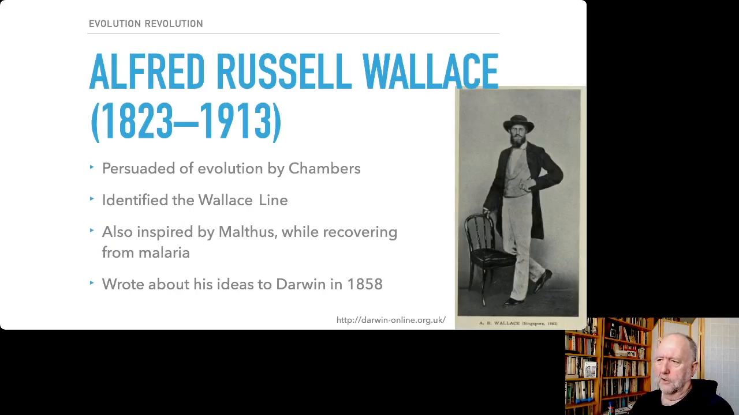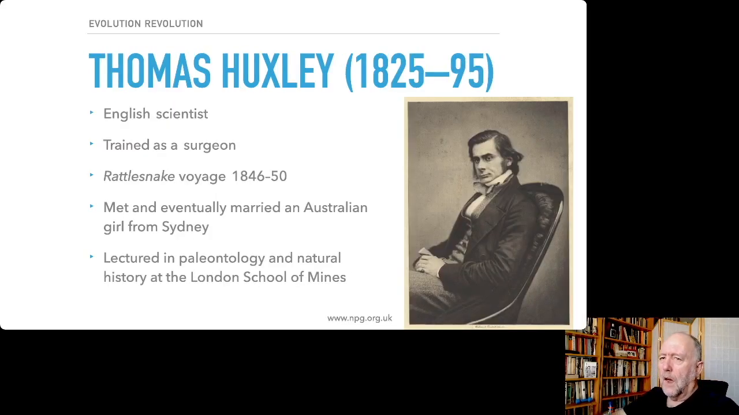We've already looked at him in detail, but just to remember, he identified the Wallace line, the division between the biogeographic area of the Eurasian Old World and the Austronesian flora and fauna. He was also inspired by Malthus, which he read while recovering from malaria, and he wrote about his ideas in some detail and sent them off to Darwin in 1858. We've already talked about that.